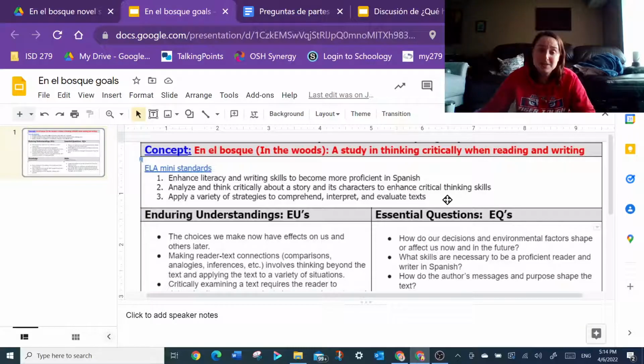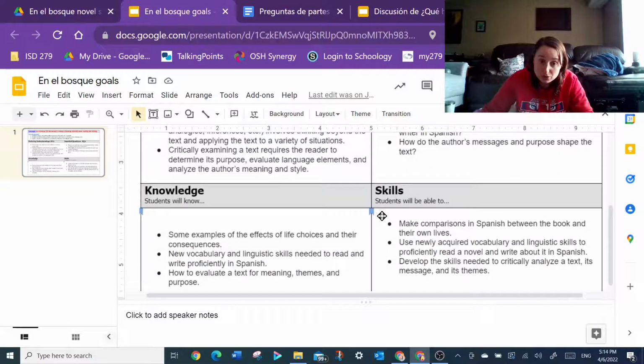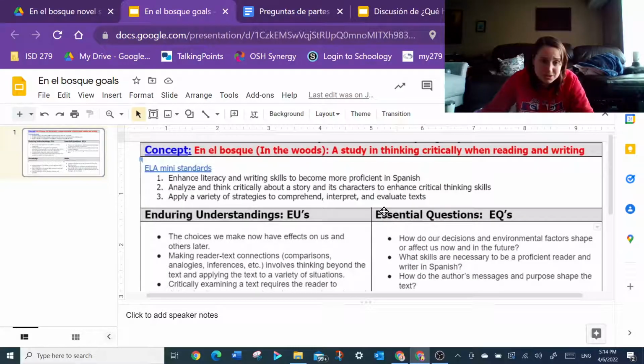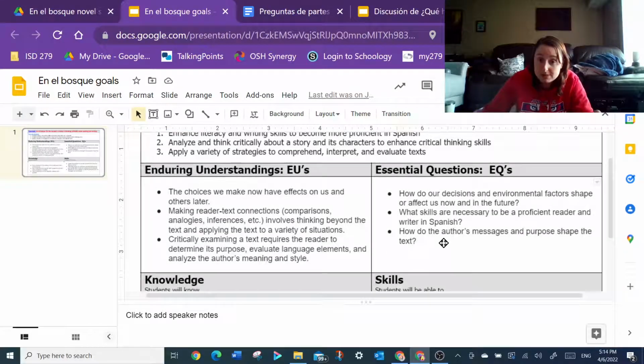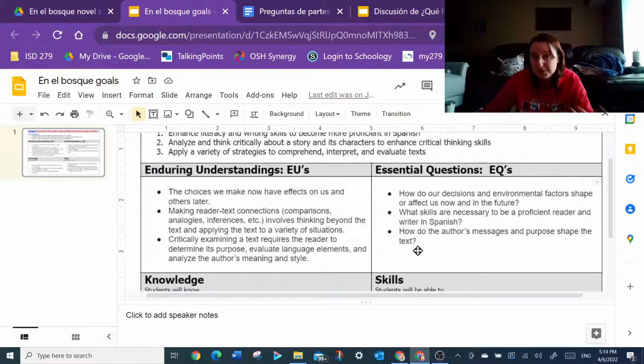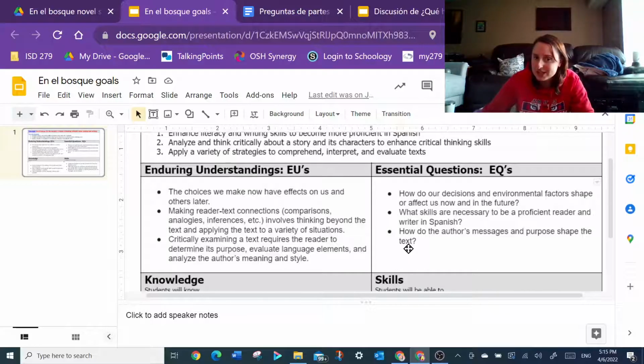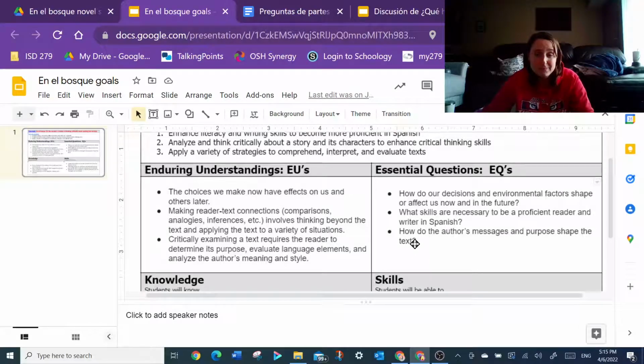So I decided to relook at my goals, and I realized that it doesn't really connect with any of my goals. There's a general theme throughout this, which is the choices we make now and the effects those have, or how they shape us in our future. Then there's making reader and text connections and being a proficient reader, and looking at the purpose and message of the author and of the book. Summarizing doesn't do any of that. We could use evidence from the text to support these ideas, but summarizing just doesn't do that.